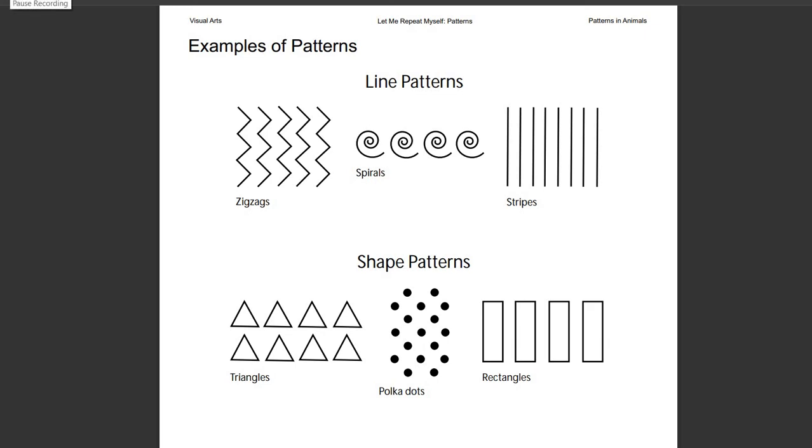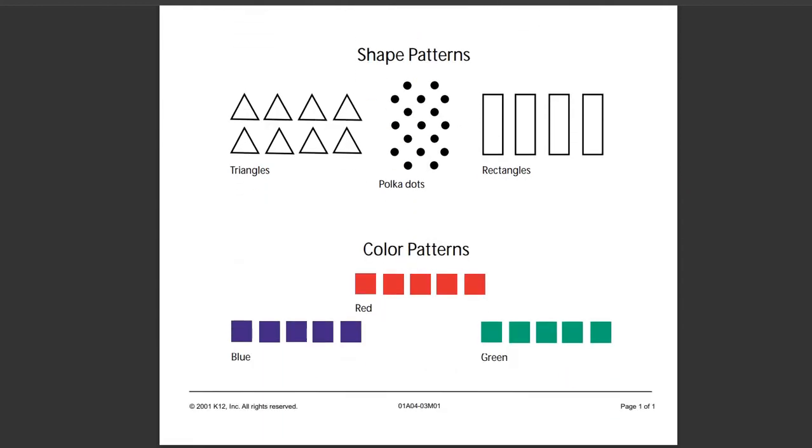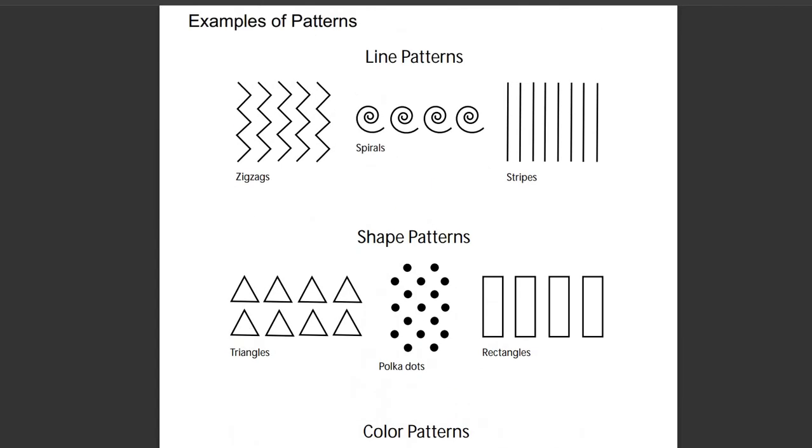Hi everyone, today's lesson is on patterns. So patterns are repeating lines, as you can see here, repeating shapes, or repeating colors. So this is a page right from your K12 Art 1 student pages for semesters 1 and 2. For those of you who are in first grade, you might have received something similar to this in kindergarten as well. So let's look at the different kinds of patterns.